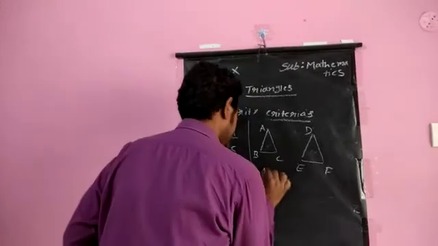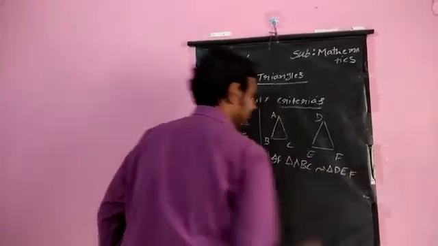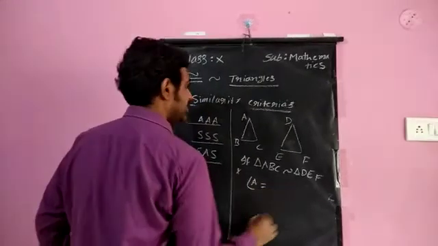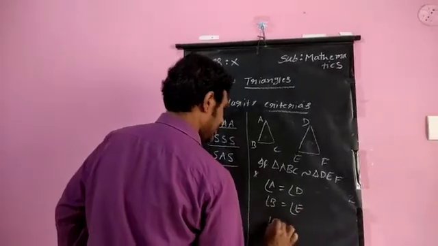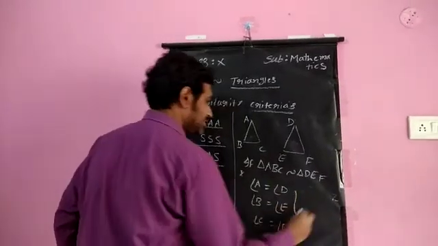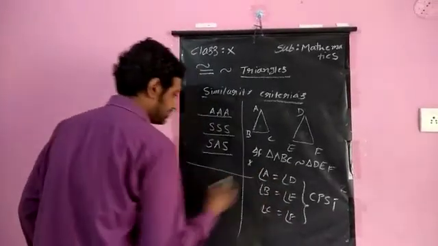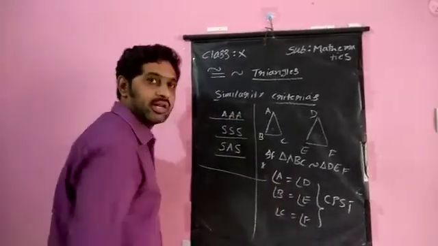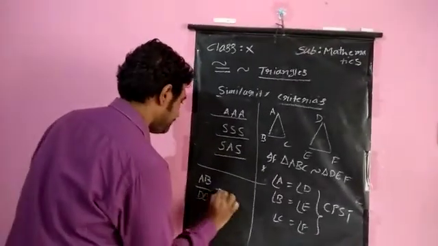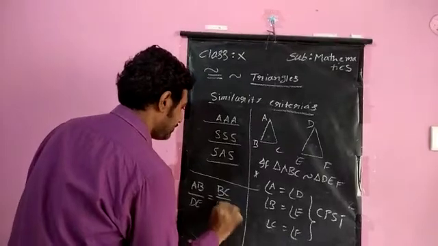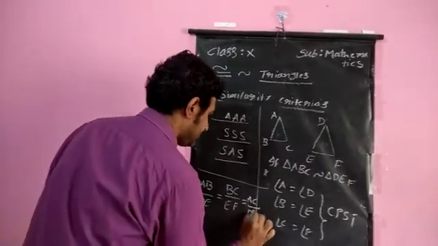If triangle ABC is similar to triangle DEF, then I can say that corresponding angles are equal. That is angle A equals angle D, angle B equals angle E, and angle C equals angle F. Sir, how are you saying this? This is by CPST, corresponding parts of similar triangles. That is regarding the angles. In terms of sides also, you can write that corresponding sides are proportional. That means AB by DE, corresponding sides BC by EF, equals, you can write here, AC by DF.